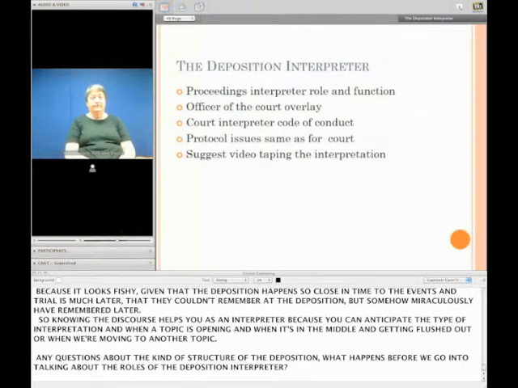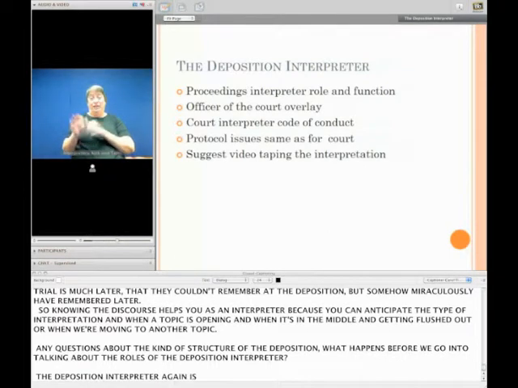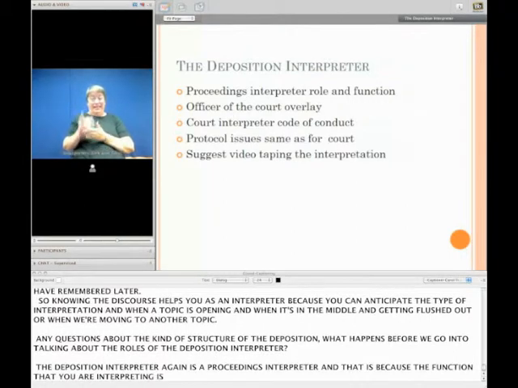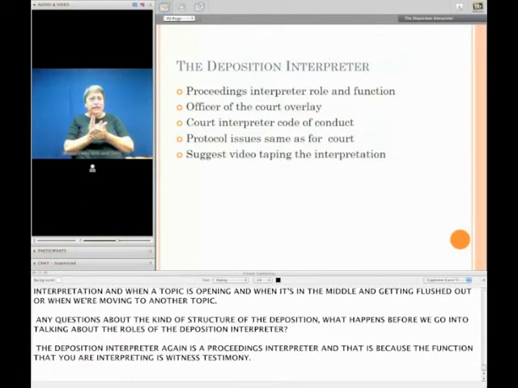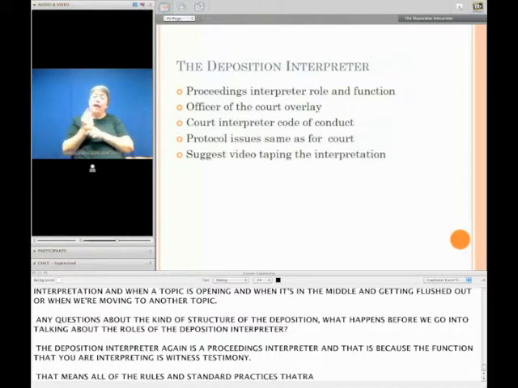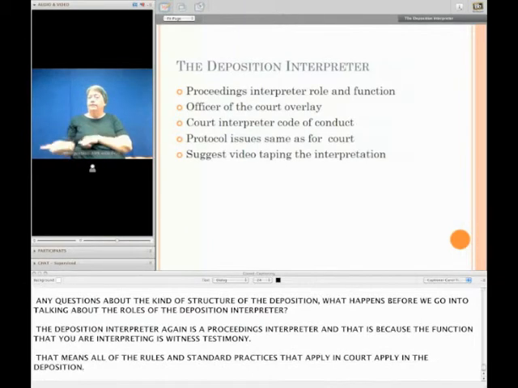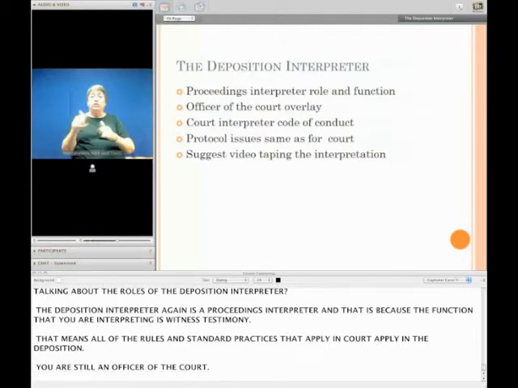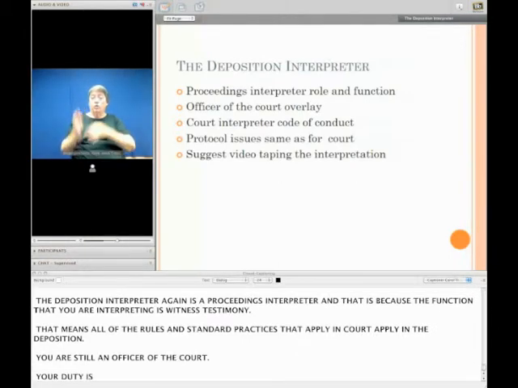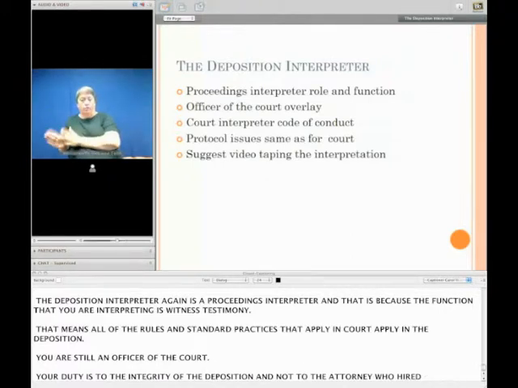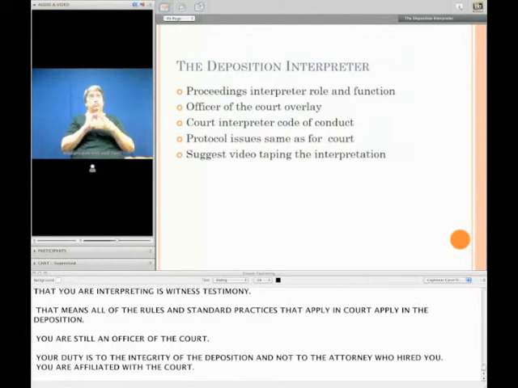The deposition interpreter, again, is a proceedings interpreter, and that's because the function that you're interpreting is witness testimony. That means all of the rules and standard practices that apply in court apply in a deposition. You're still an officer of the court. Your duty is to the integrity of the interpretation, not to the attorney who hired you. But you're affiliated with the court. You're still guided by the court interpreter code of conduct.